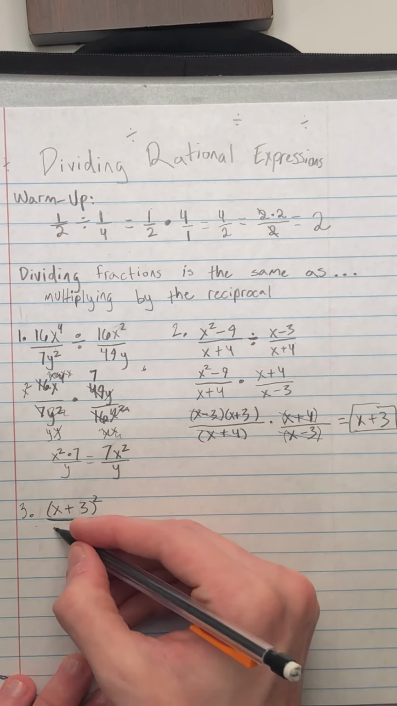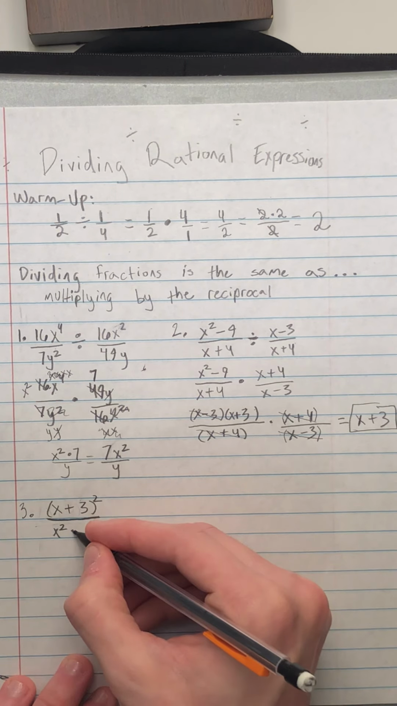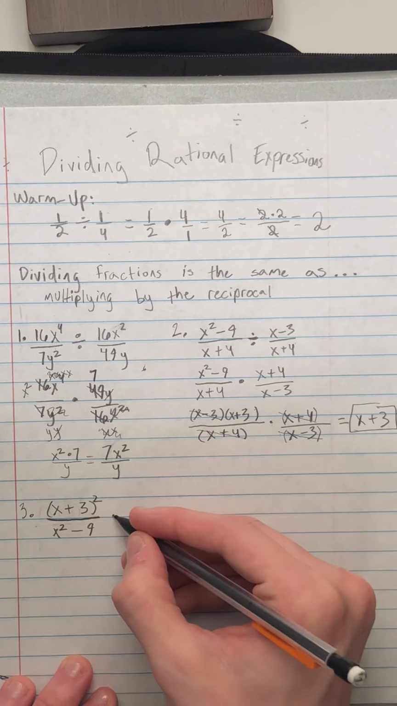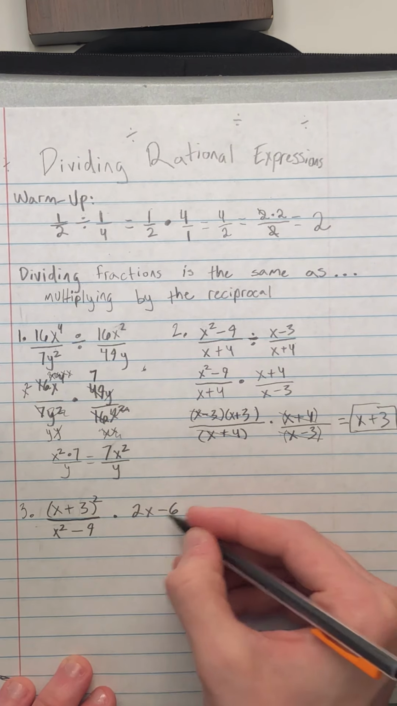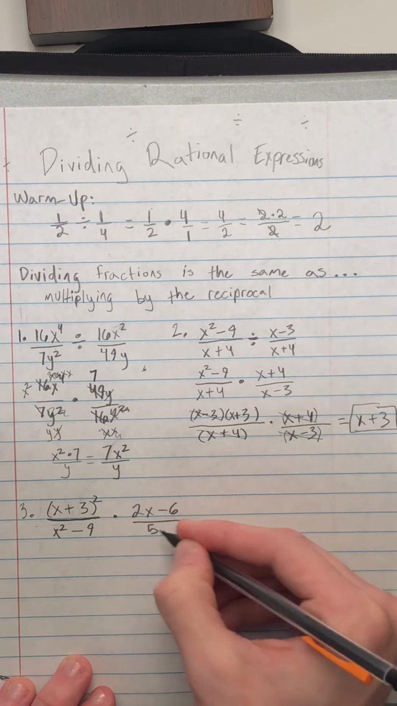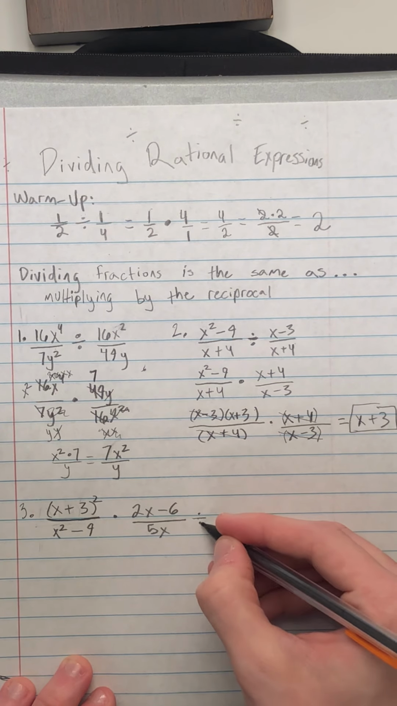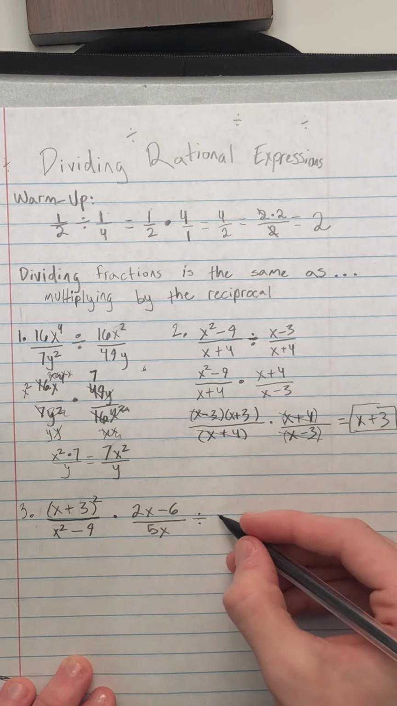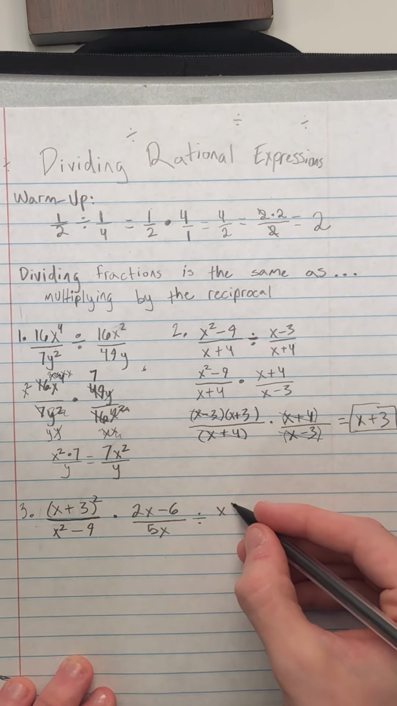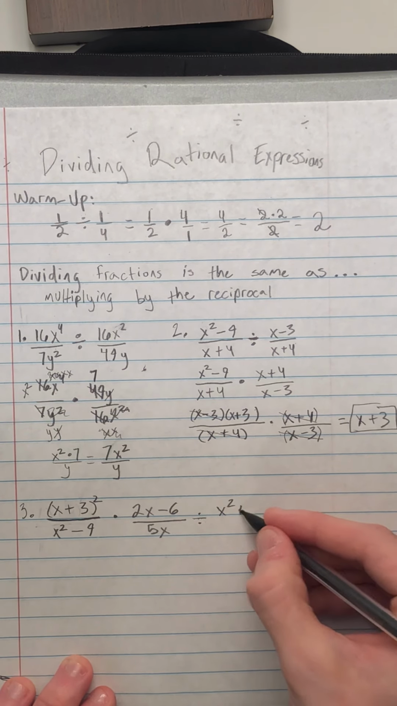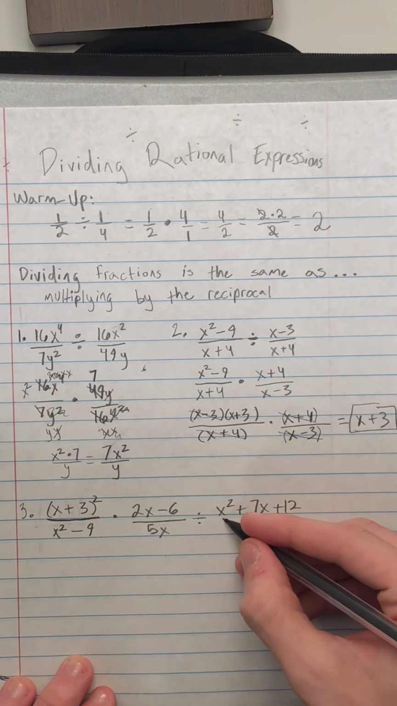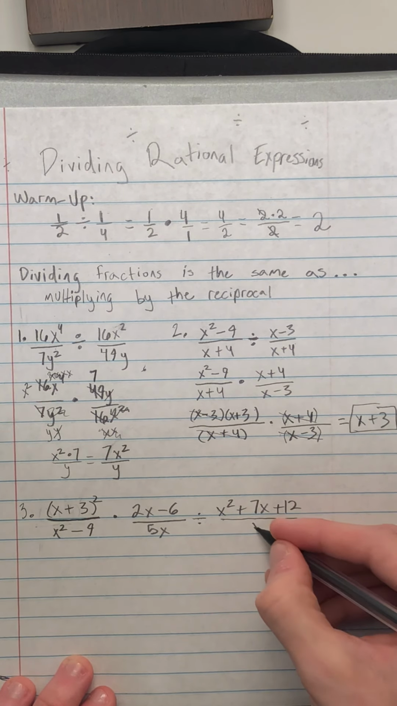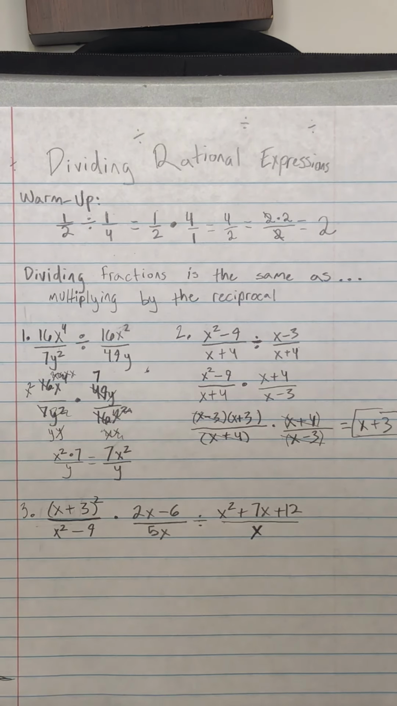over x squared minus 9 times 2x minus 6 over 5x divided by x squared plus 7x plus 12 over x. All right, I threw one with 3 in there at you, but we're going to approach it the same way.